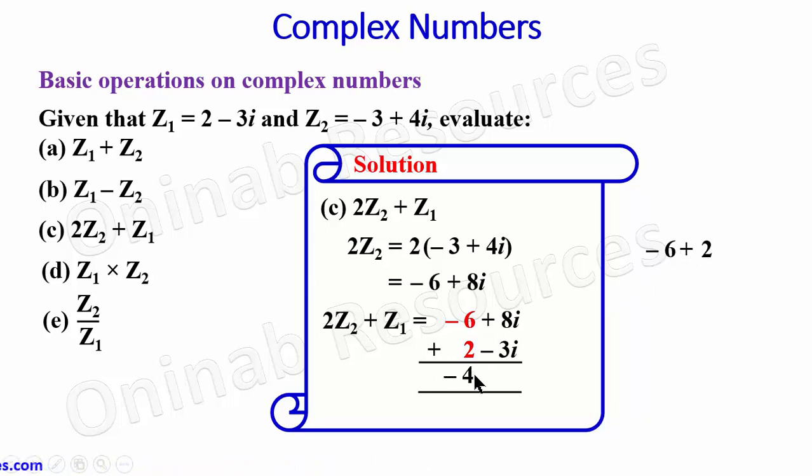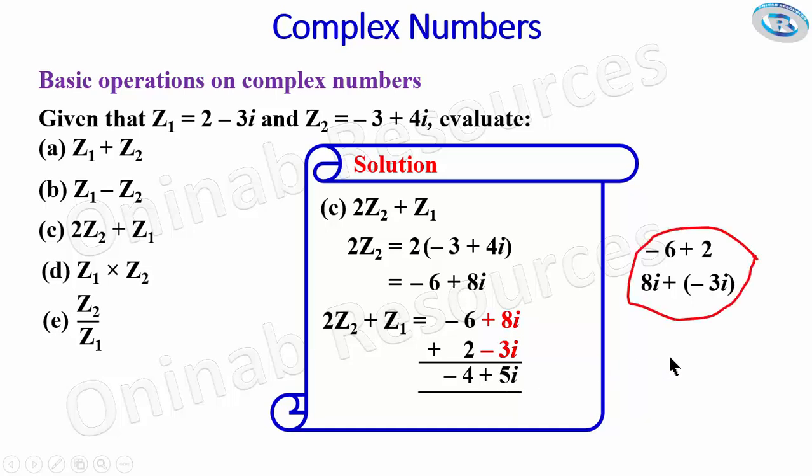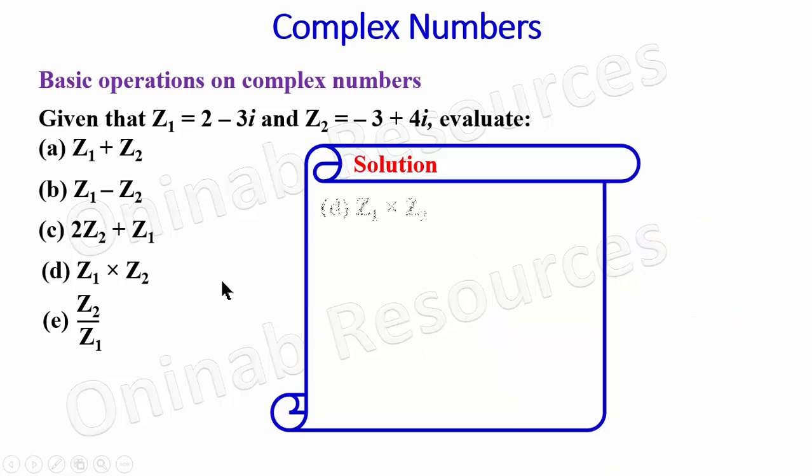So we have negative 4 for the real part. Then for the imaginary part, we have 8i plus negative 3i. So this is going to give us 8i minus 3i, which gives plus 5i. And that is all for the C part of the problem. We go to the D part. For D, this is multiplication.